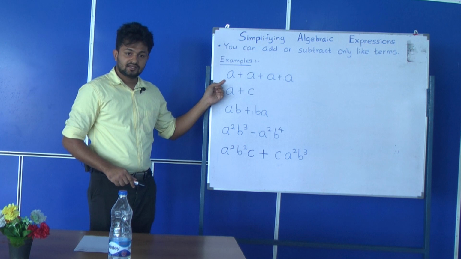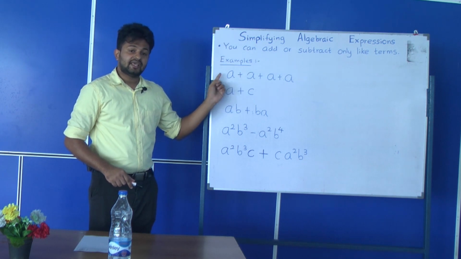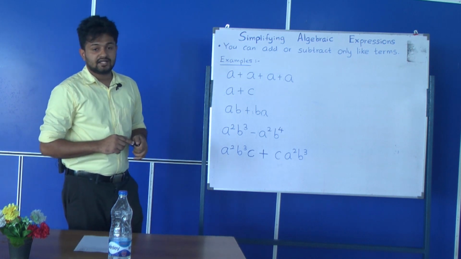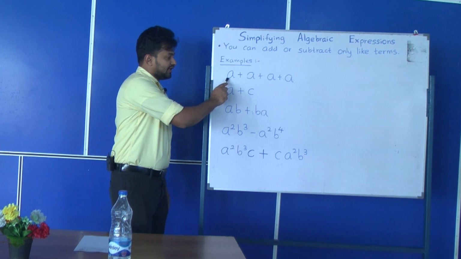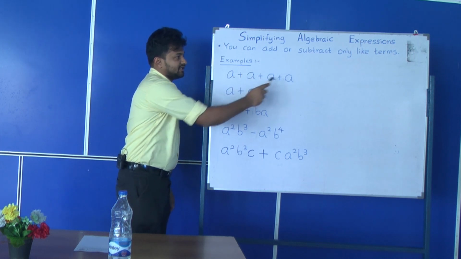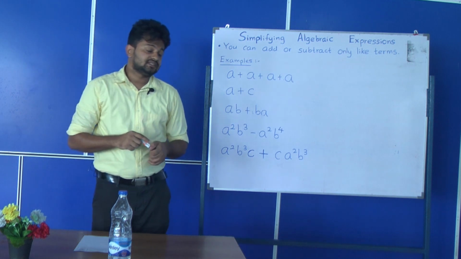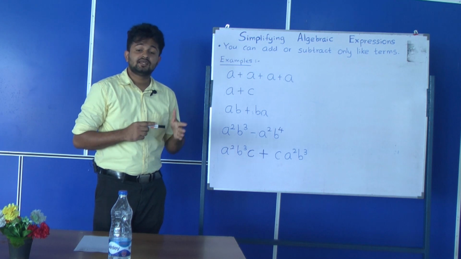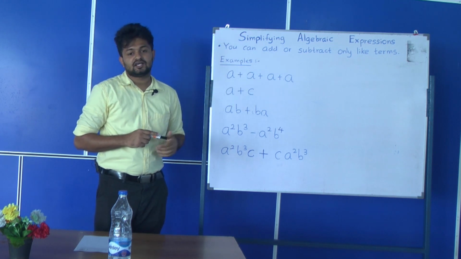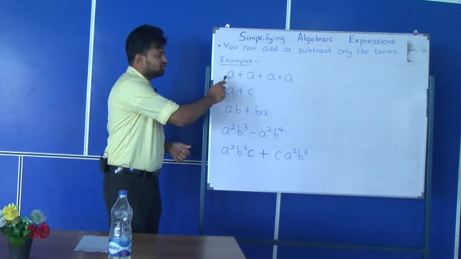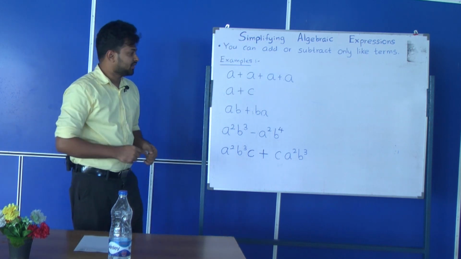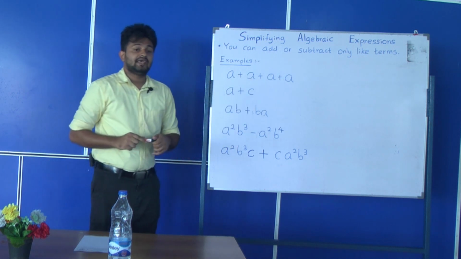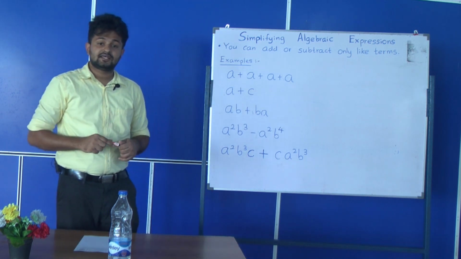Now the like term to A is only another A, not a B or a C or any other letter. Now look at this, A plus A plus A plus A. To simplify this, we have the addition mark here. To add them, they should be like terms. If they are not like terms, you cannot add them. So how do we know whether they are like terms or not? Look at the letter we have here. We have 4 A letters. A is the same letter here.